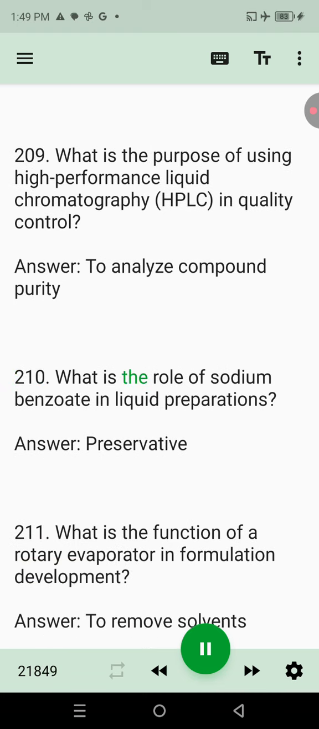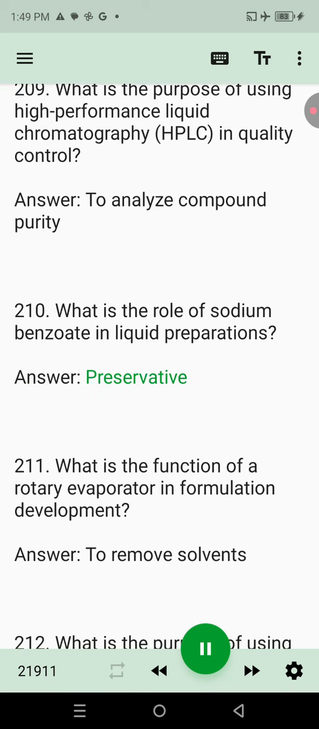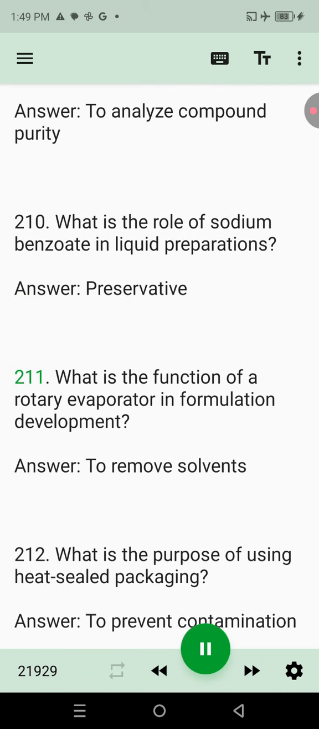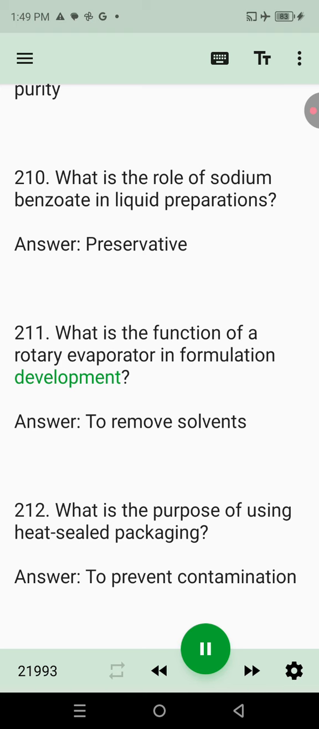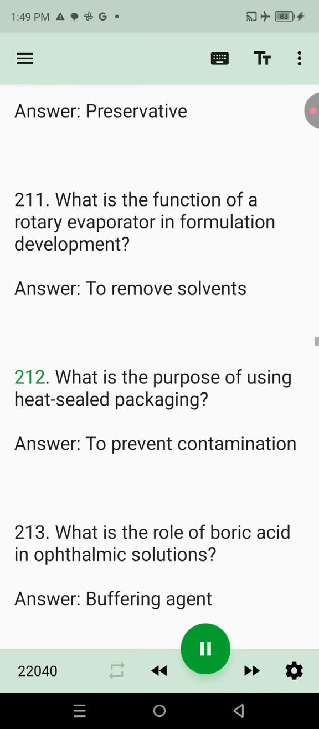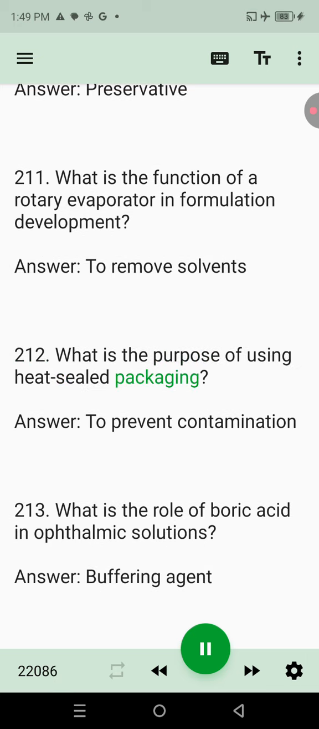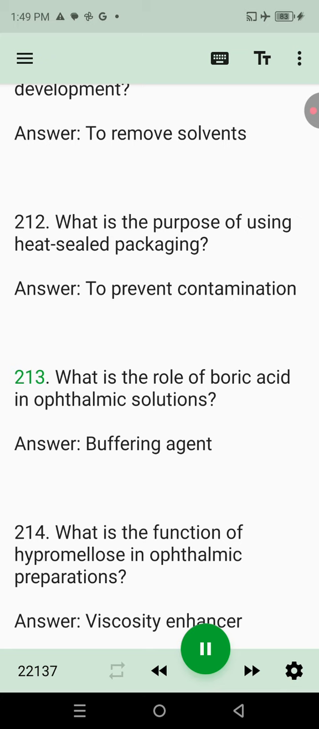210. What is the role of sodium benzoate in liquid preparations? Answer: preservative. 211. What is the function of a rotary evaporator in formulation development? Answer: to remove solvents. 212. What is the purpose of using heat-sealed packaging? Answer: to prevent contamination.